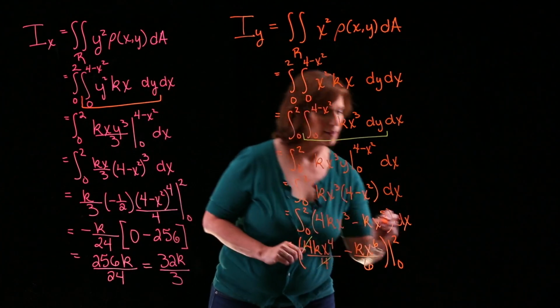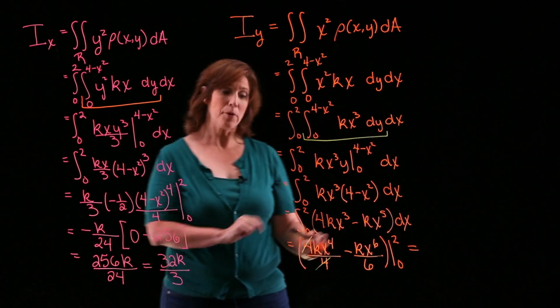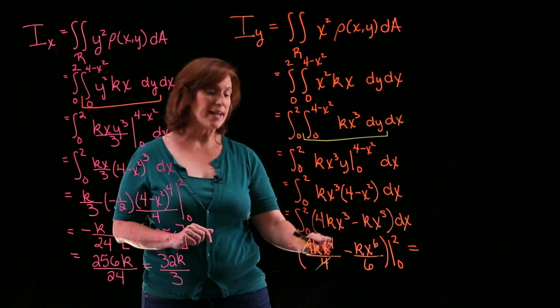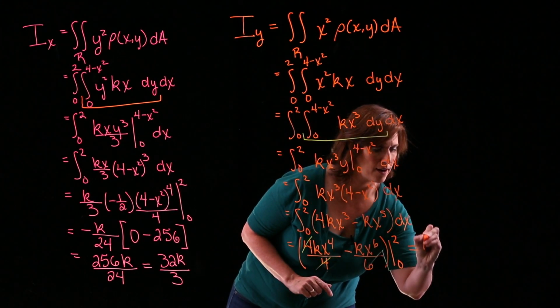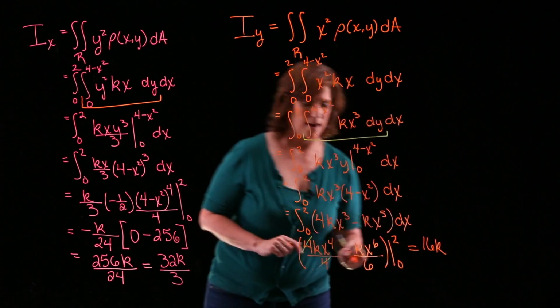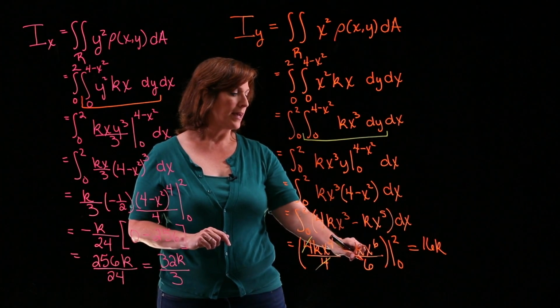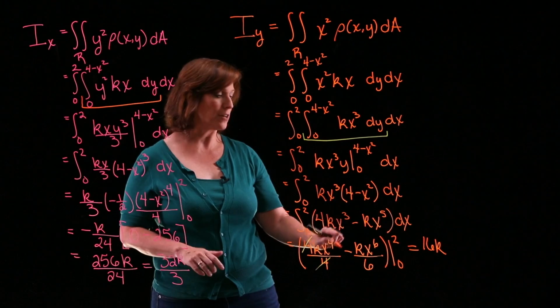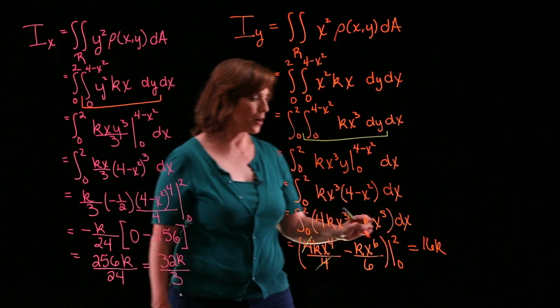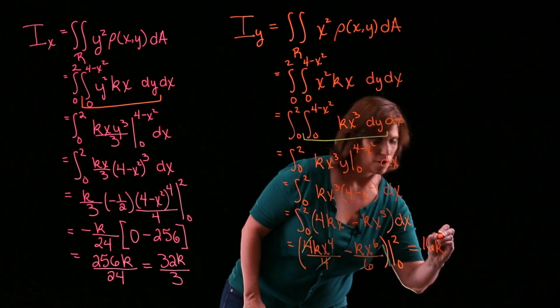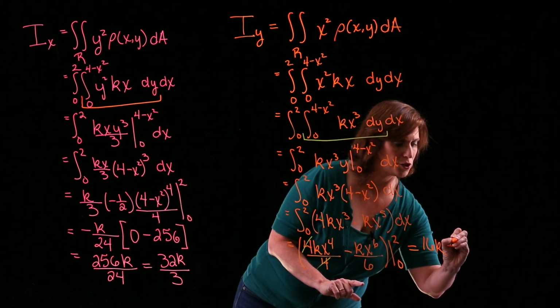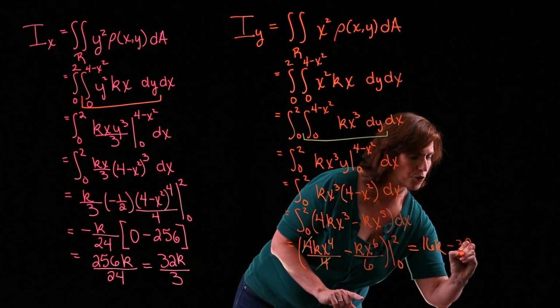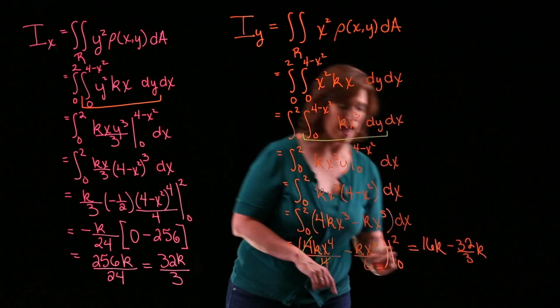So plugging in my upper limit, I'll have k times 2 to the 4th. So that will be 16k. And then minus k times 2 to the 6th. So that's 64 minus 64 over 6, which is going to be 32 all over 3 times k.